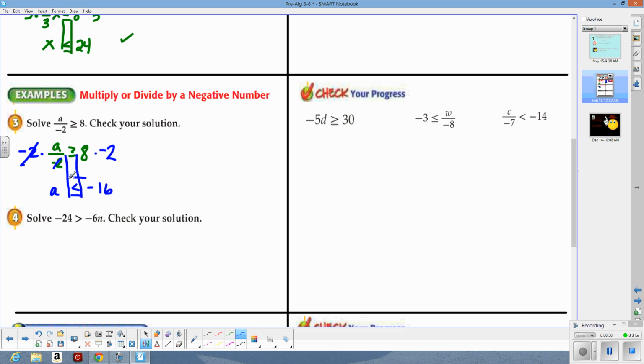to negative 16. Now to check my work, if I plug in negative 16 divided by negative 2, that's 8, so that works out. Now choose a number that's less than or equal to negative 16. How about negative 20? If I plug in negative 20 divided by negative 2, we want to see if that's greater than or equal to 8. Well, negative 20 divided by negative 2 is positive 10, and 10 is greater than or equal to 8. So it checks out.